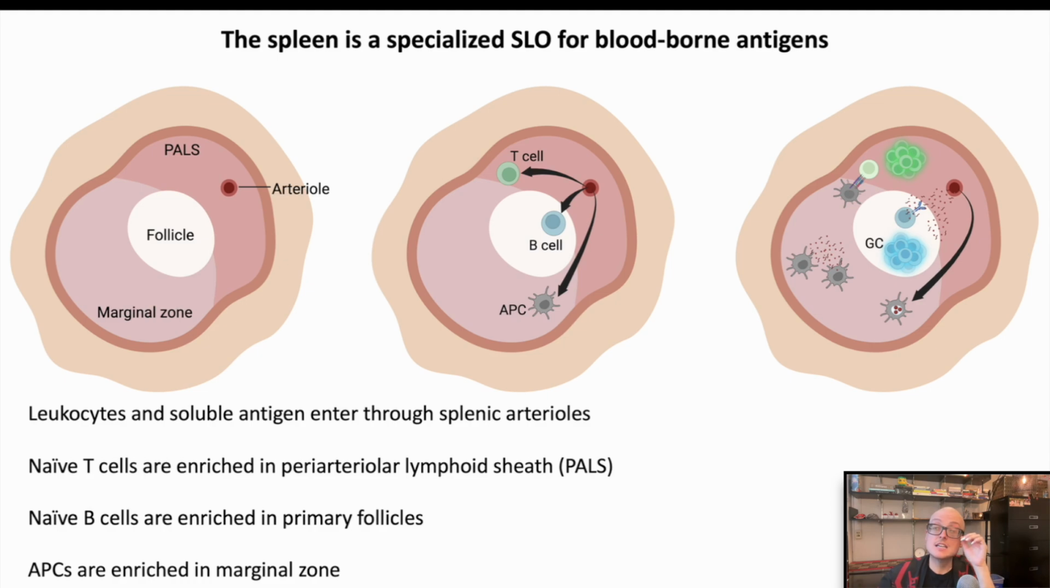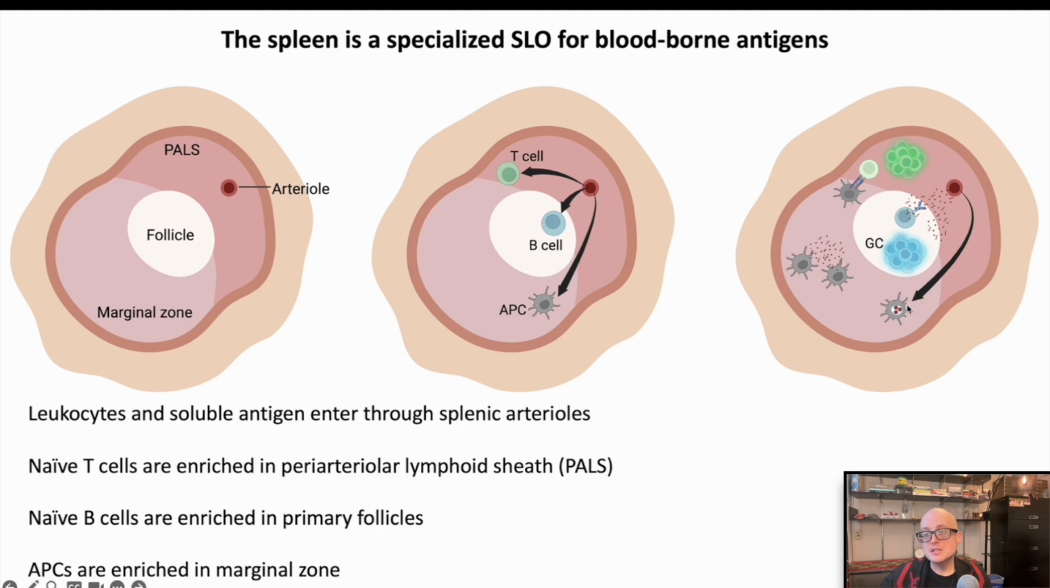And in fact, you can see that process happening here. Naive T cells come out of the arteriole, take up residence in the PALS. Naive B cells take up residence in the follicles. APCs take up residence in the marginal zone. And then here, as antigen is coming in through the arteriole, that soluble antigen can directly activate the naive B cells in the follicle, and they will form germinal centers within the follicle, just like we saw in the lymph node.